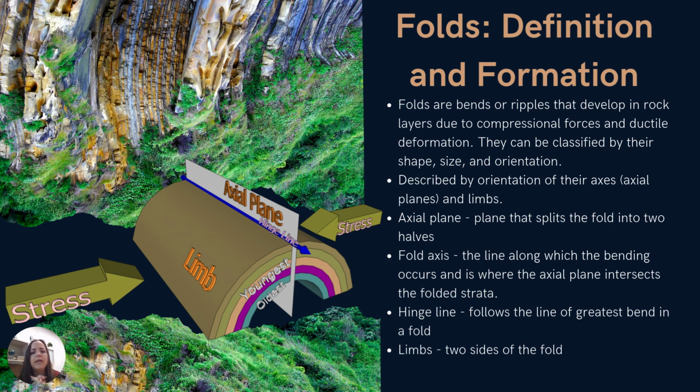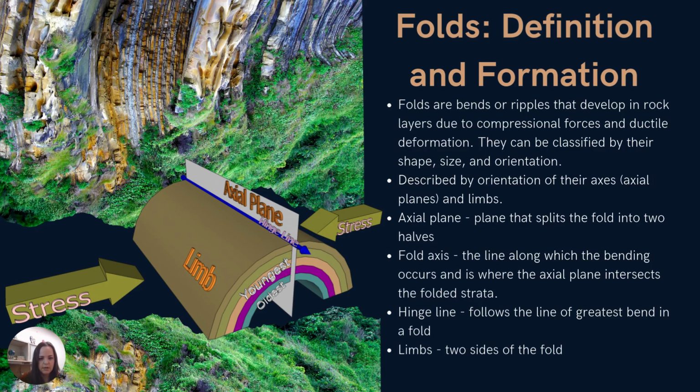They can be classified by their shape, size, and orientation. And we describe their orientation by understanding where the axis is, or the axial plane, and the limbs. The axial plane is the plane that splits it into two. So if you imagine a piece of paper, and we bend it, that center point that would split the paper in two right here, there we go, right here is the axial plane. And then either side of that axial plane is the limbs.